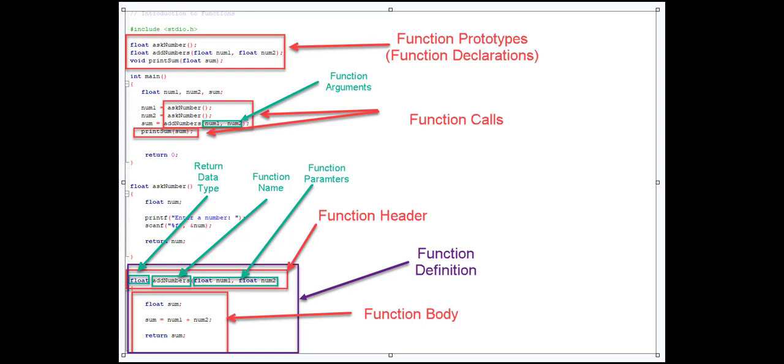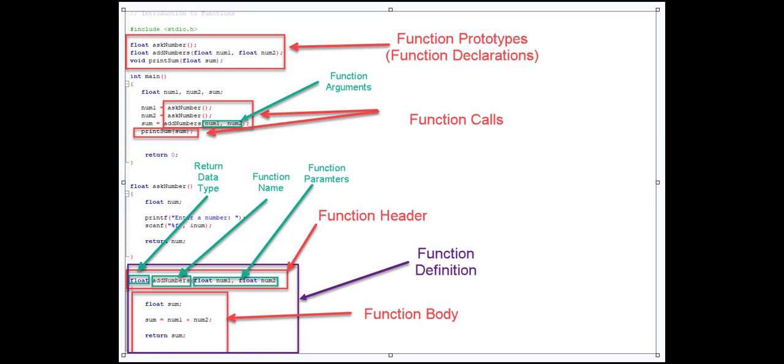So the things inside the parentheses are called function arguments. Remember, on the call, we're sending arguments. Follow down further, you have the function definition. So the entire thing is called a function definition. It consists of two parts: a function header and a function body. Within the function header, you have three things.